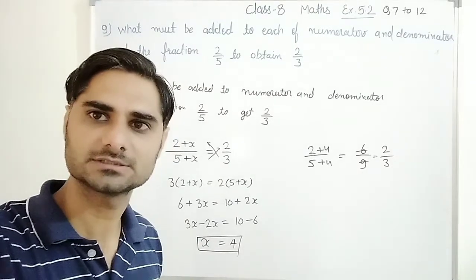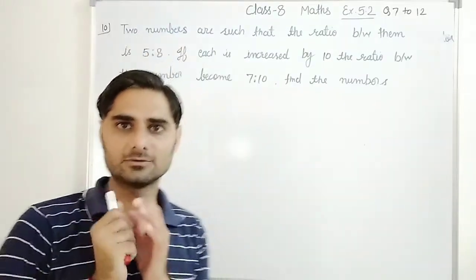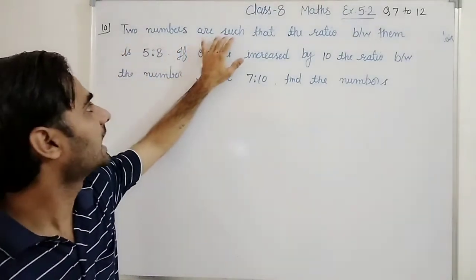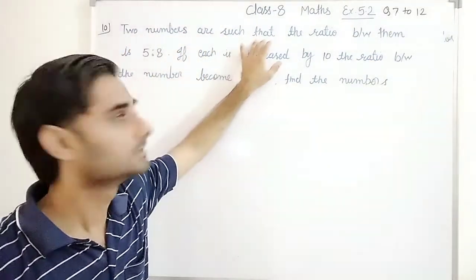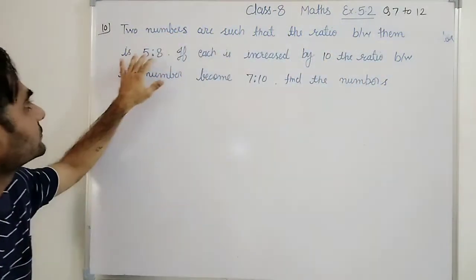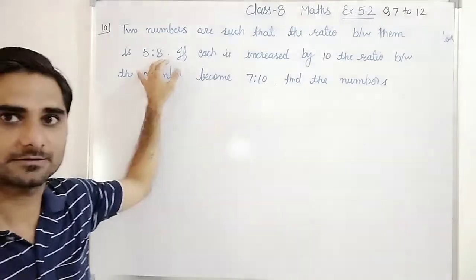Hope you understood this. See here. Now this is our next question, number 10. Two numbers are such that the ratio between them is 5:8.